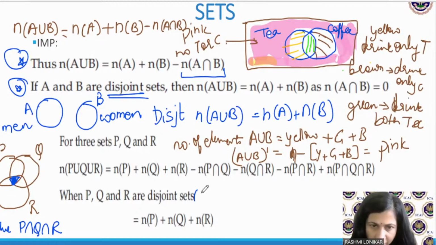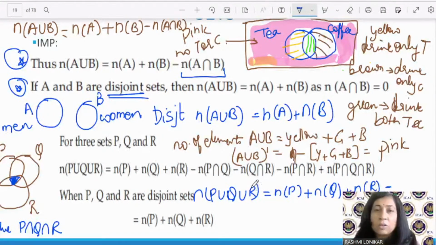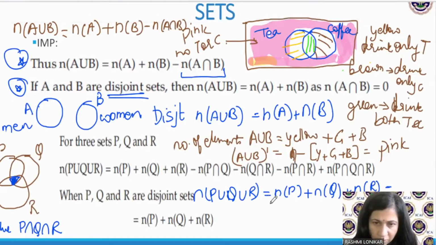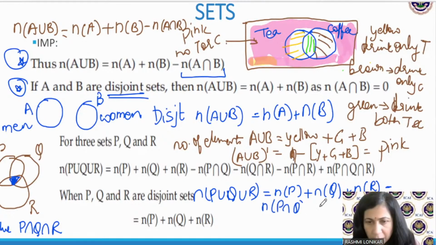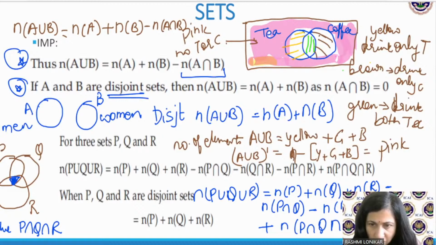Now, what is the formula? N of P union Q union R is equal to N of P, that is the number of elements in P, plus elements in Q plus elements in R, minus elements which are common to P and Q, that is N of P intersection Q, minus N of P intersection R, minus N of Q intersection R. So all the 3 intersections I'll subtract, plus whatever is common, plus, this is important, plus N of P intersection Q intersection R. Okay. Hope you've understood this.